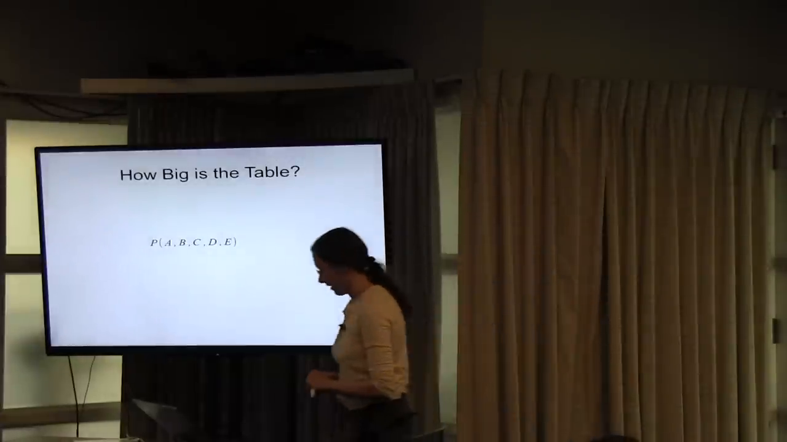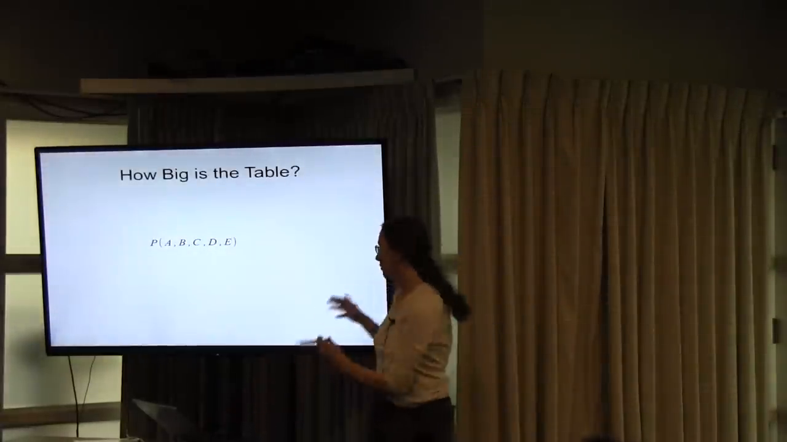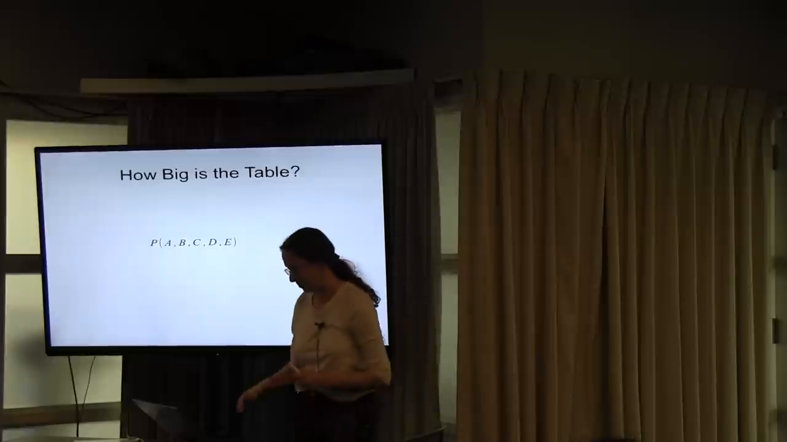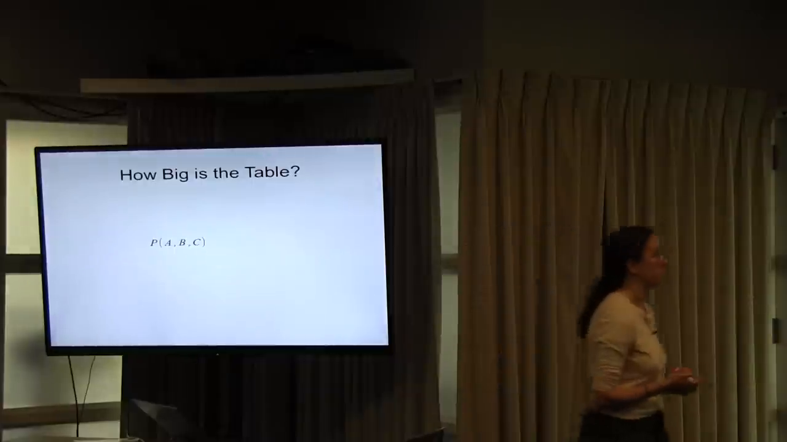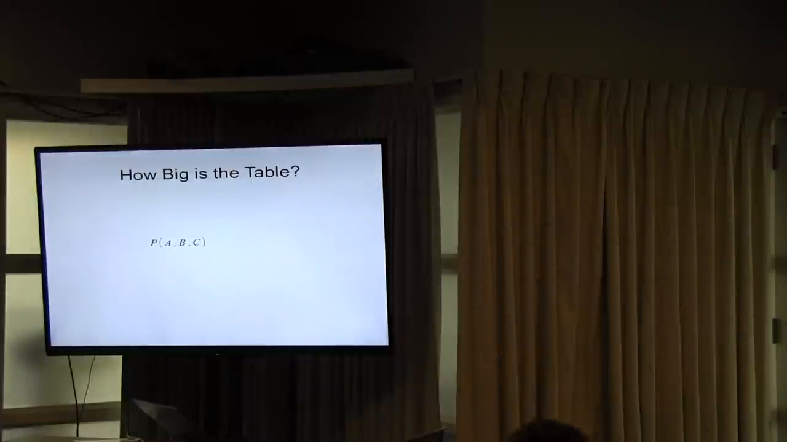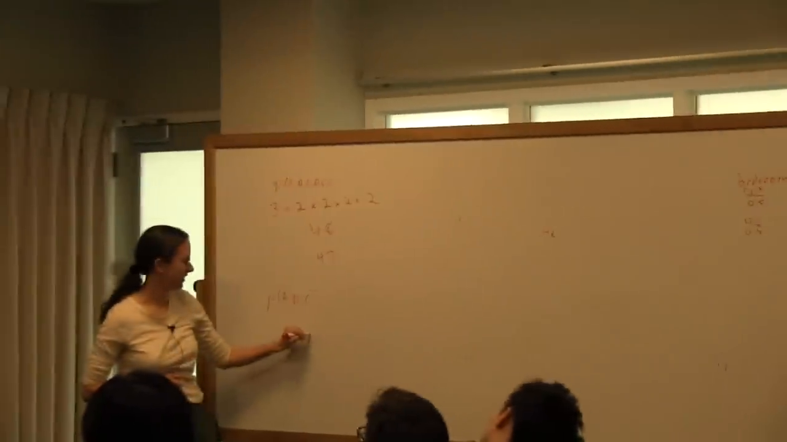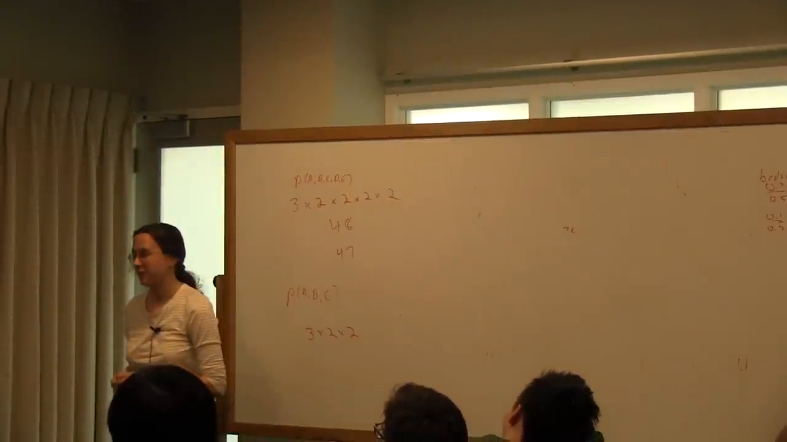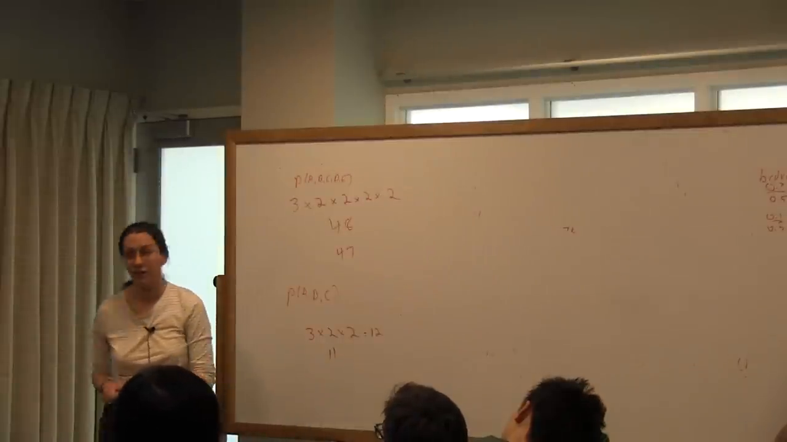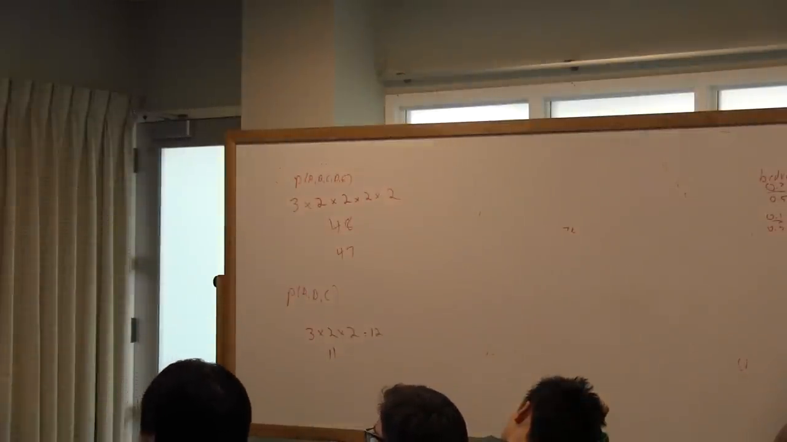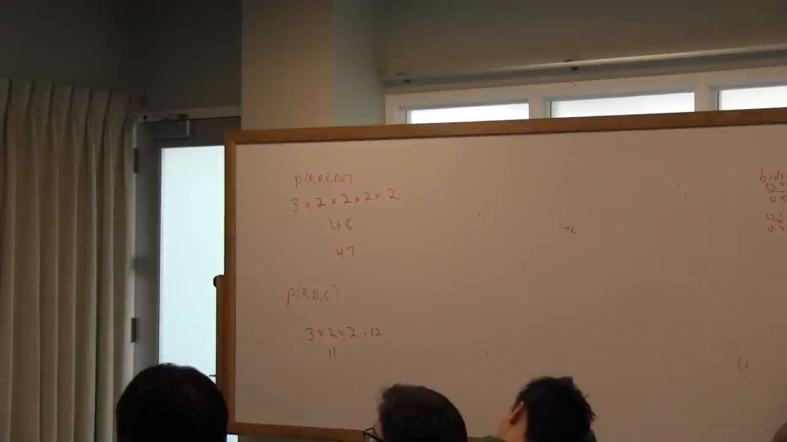Okay. All right. So this is a big one, so I don't want to carry this example all the way through. So let's think about 48 entries, but really it's 47. So let's do the same thing for a smaller example. So this was A, B, C, D, E. Let's do A, B, C. So how many is A? Three, two, two, 12, yeah. So how many numbers? 11. So what we're going to talk about next is whether there is a way for us to have to figure out fewer numbers. Yes.